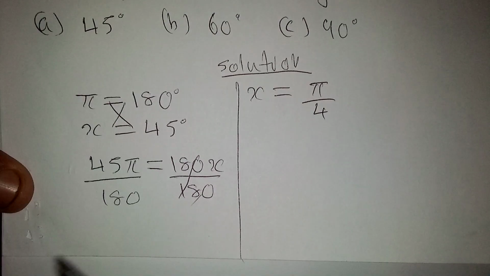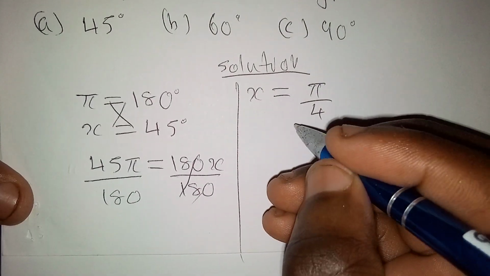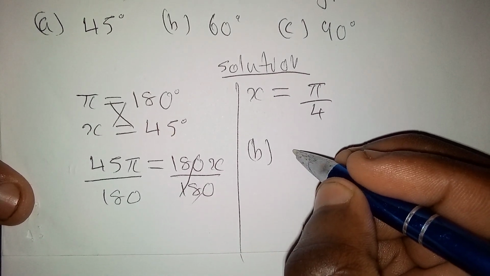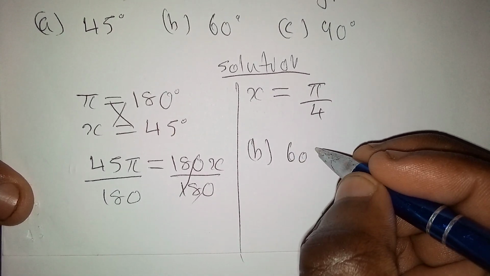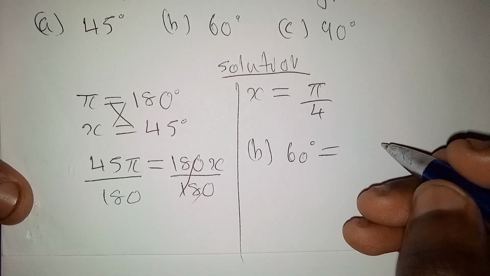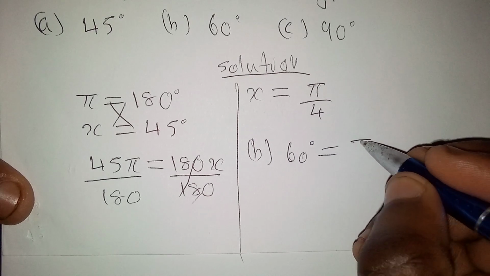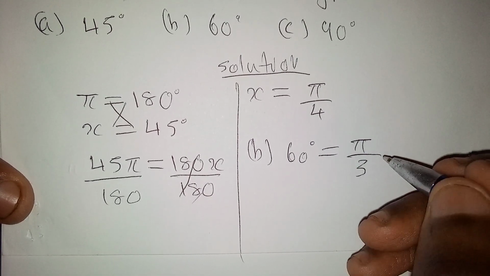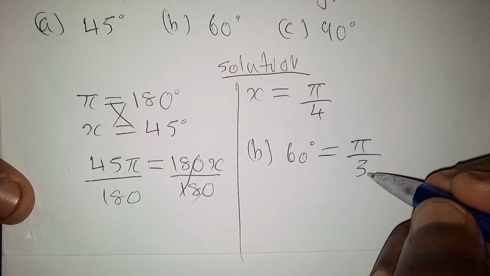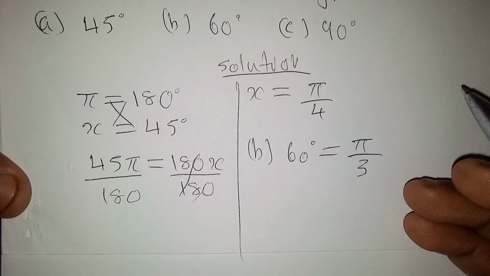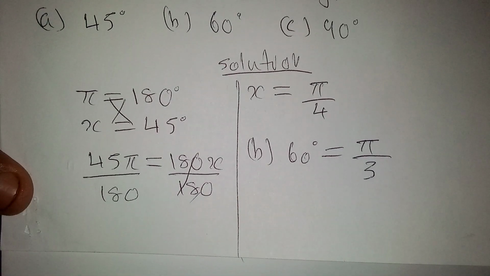Okay, using the same approach for part B, you can check that 60 degrees is just equal to pi over 3, because we're saying pi is 180 degrees. So 180 divided by 3 is 60, which is 60 degrees.